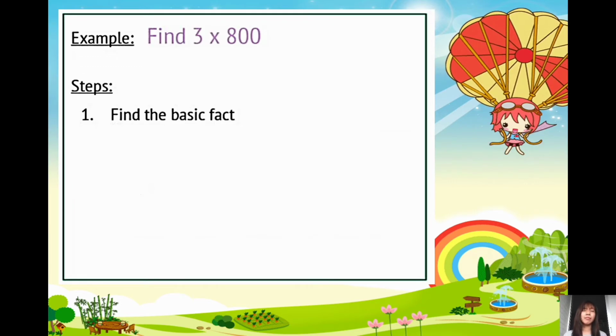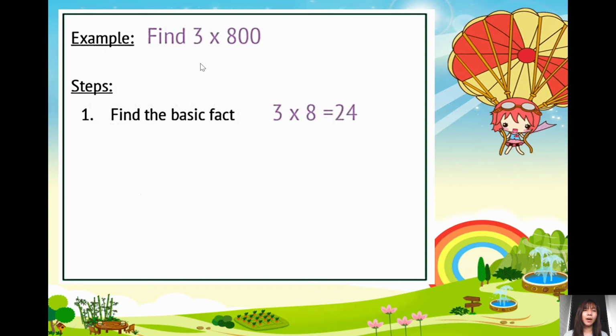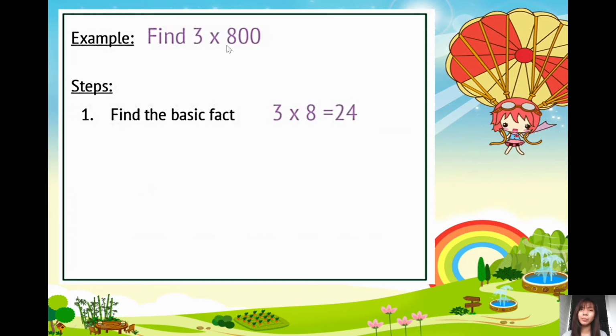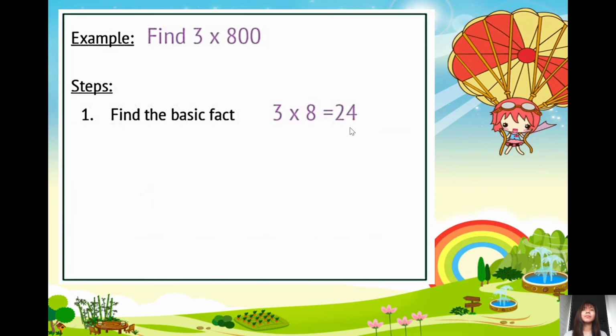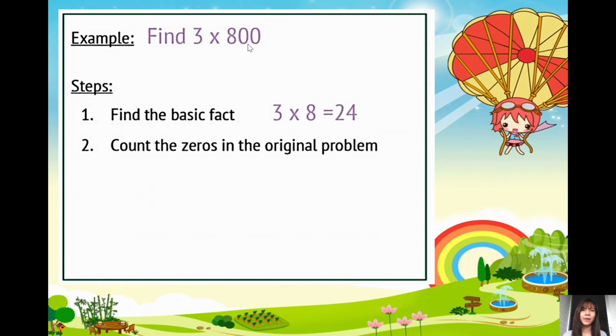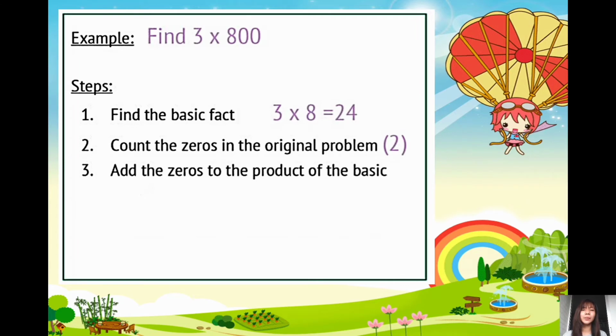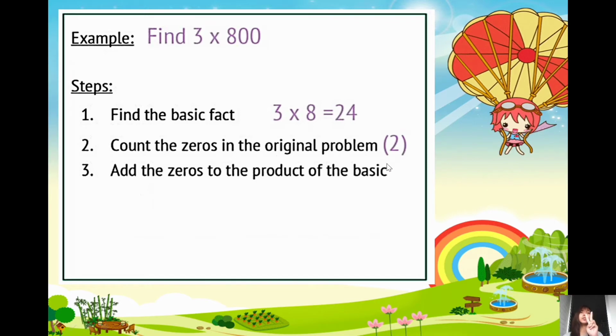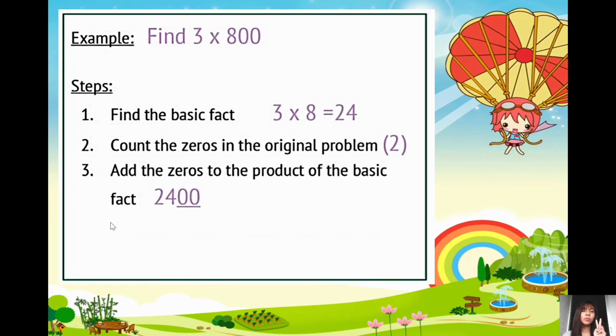So, find the basic fact, which means we just multiply the numbers 3 and 8, the natural numbers, not the 0. So 3 times 8 equals 24. Now, count the zeros in the original problem. So how many zeros are there? There are 2 zeros, right? And then add the zeros to the product of the basic fact. So 24 and then add the 2 zeros. So 2, 4, and then 0, 0.